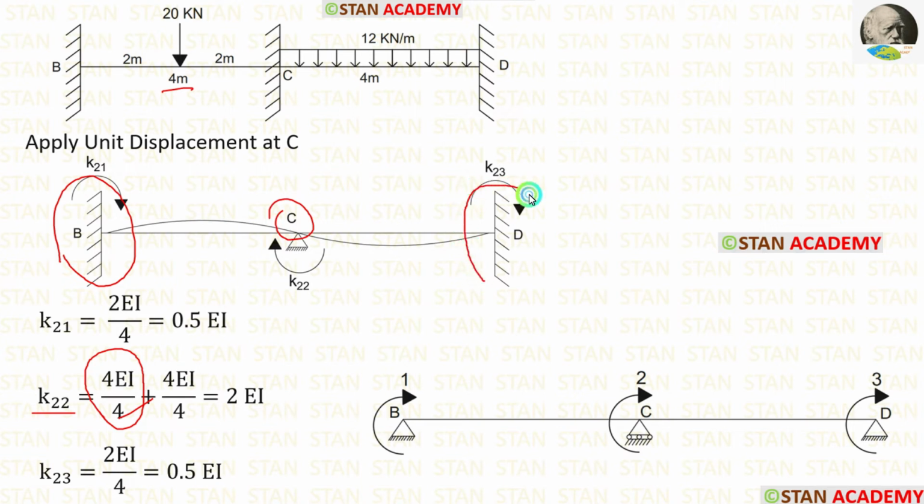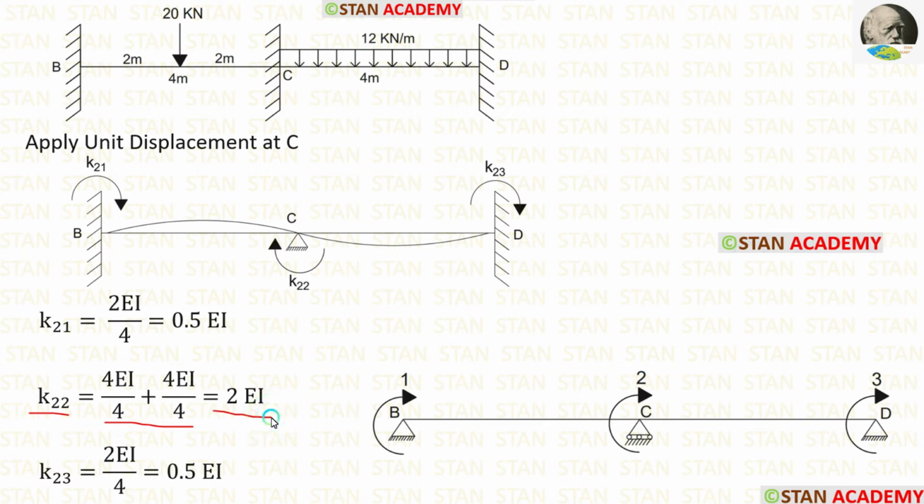On the right side also, there is a fixed support. So we have to apply the same formula, 4EI upon L. Length of CD is 4. Let us apply that. For K22, we have to add these two values. After adding, we are getting 2EI.